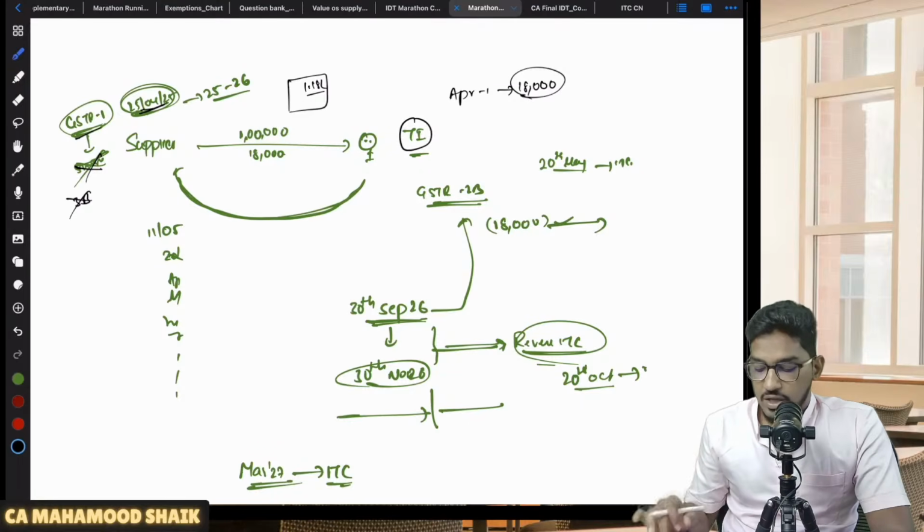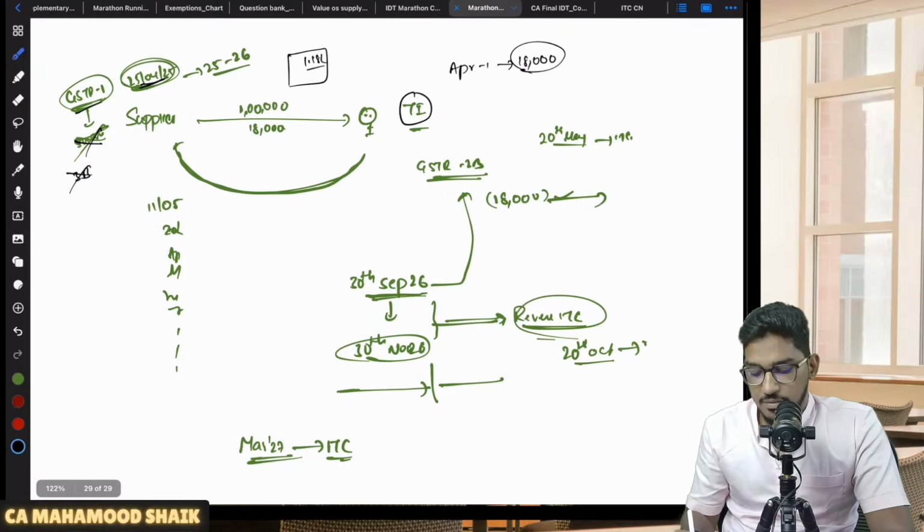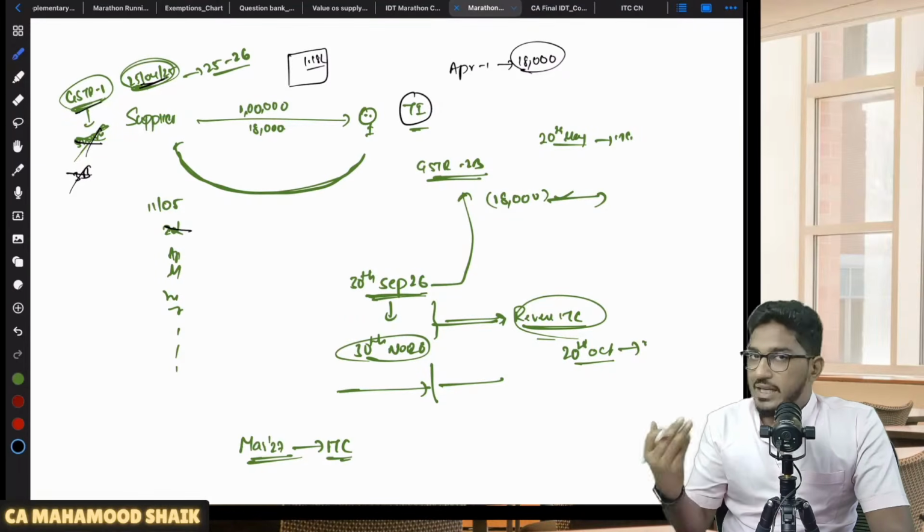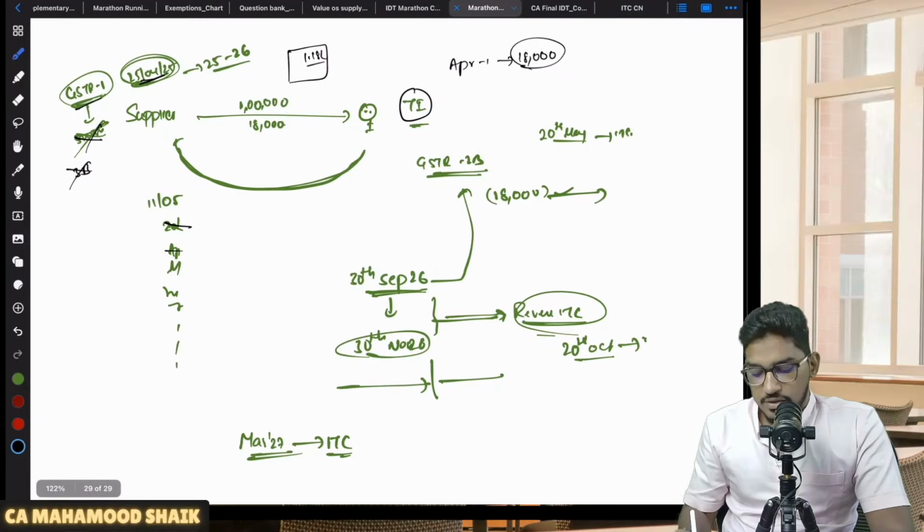Okay, don't worry. Government will wait. So by 20th of May, he has to file GSTR 3B. He did not file it. Government will wait. Sir, he did not file it even in the next month also. No worries. The government will wait.